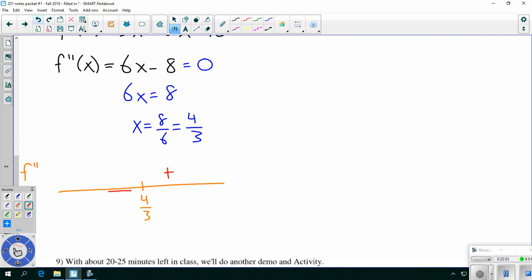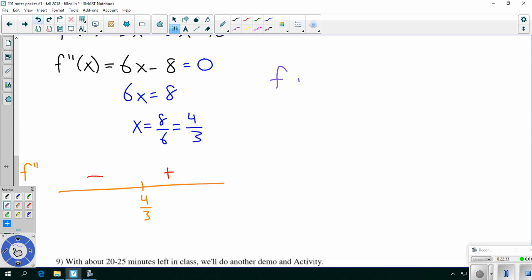And then you can pick a number here less than 4/3. You could pick 0. I'll pick negative 100. So negative 100 for x, that's negative 600 minus 8 more. Not sure what that is, but it's definitely negative. Okay, I was just kidding. It's negative 608. I knew what it was, but the point is, we don't care what it is other than the fact that it's positive or negative. Okay, and so then in terms of identifying the intervals of concavity, I think we've got our answer here.